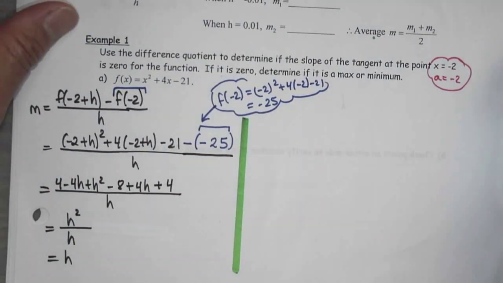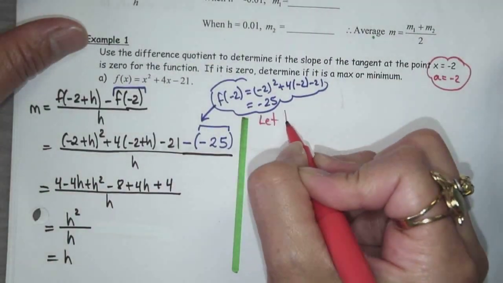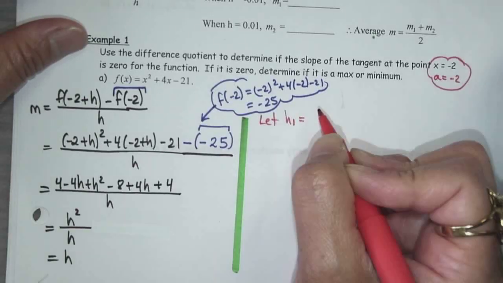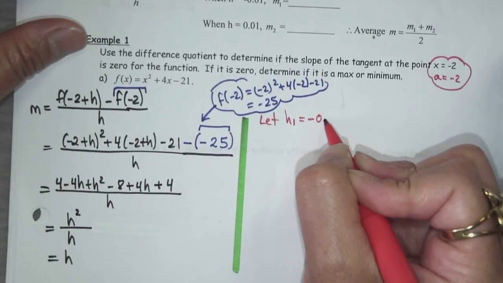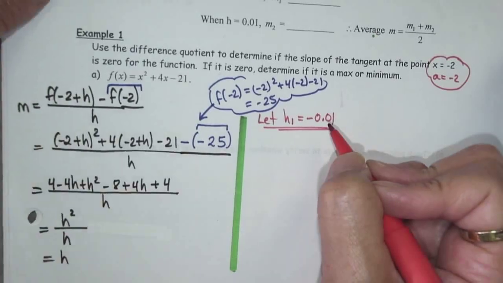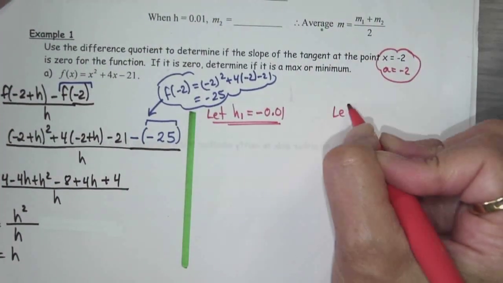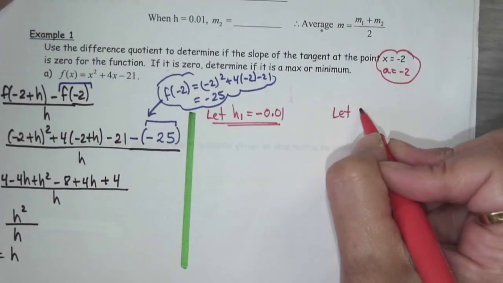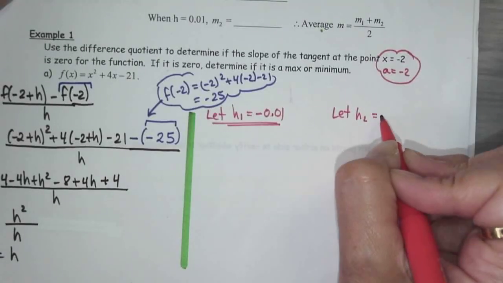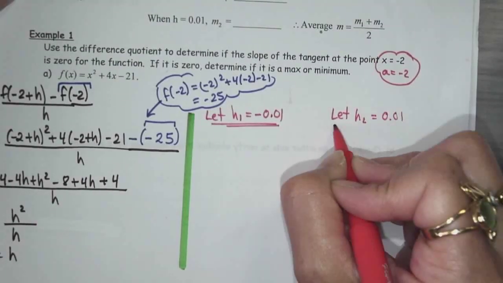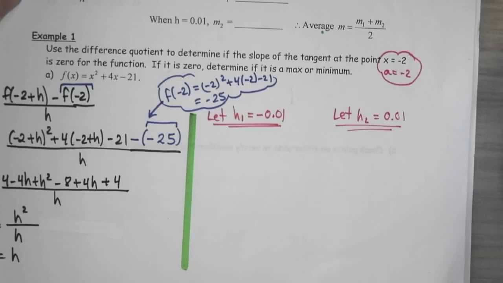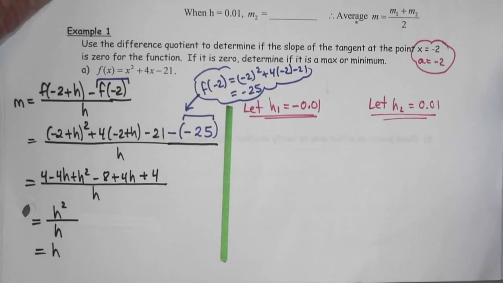Okay, so H1 and H2, we're going to say let H1 equal negative 0.01. Okay, and let H2 equal 0.01, like that. Is that all right? Stop me if I'm wrong.